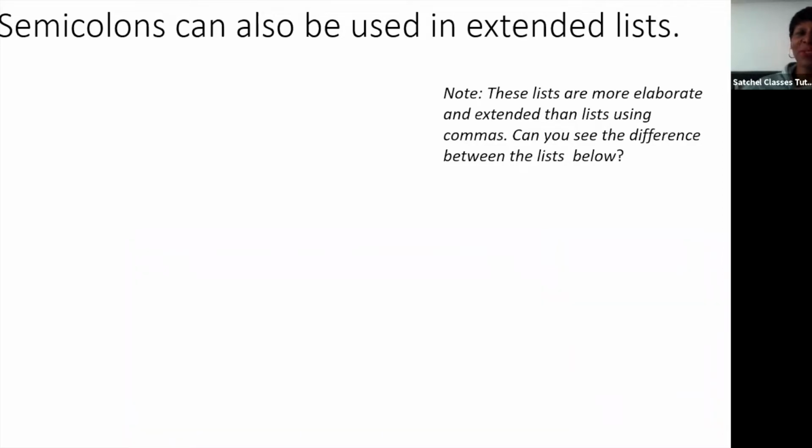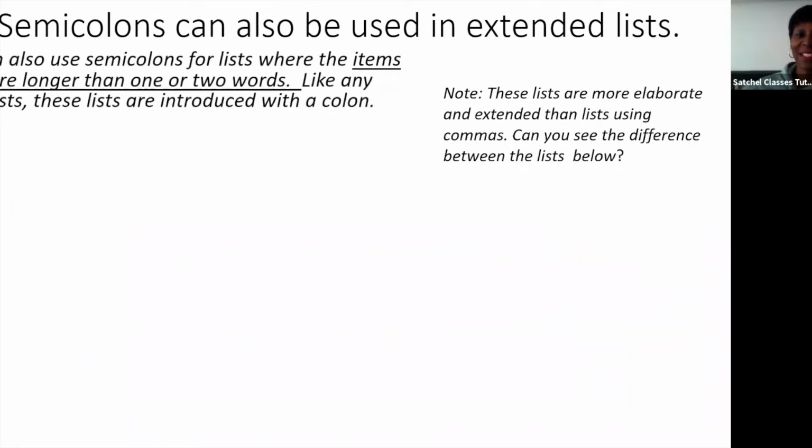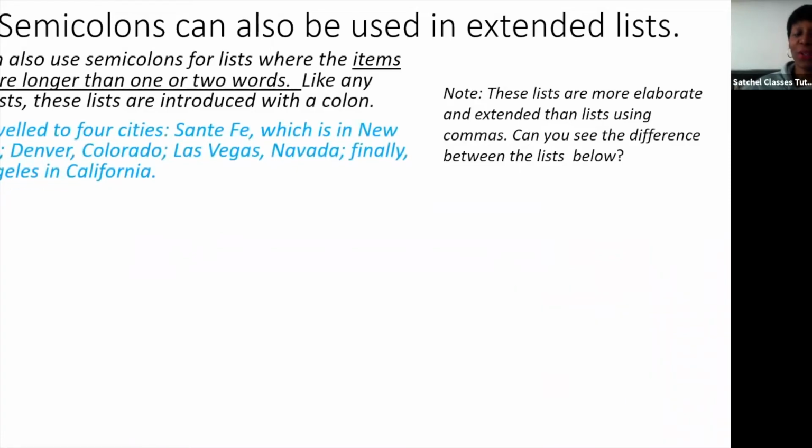Finally, semicolons can be used for extended lists. So you can use semicolons where the lists are more than one word. But like any list, these lists are introduced with a colon. We traveled to 4 cities: Santa Fe, which is in New Mexico; Denver in Colorado; Las Vegas, Nevada; and finally Los Angeles in California. The semicolon separates the different items in the list.